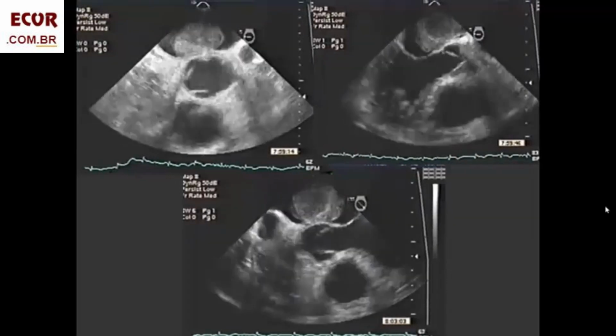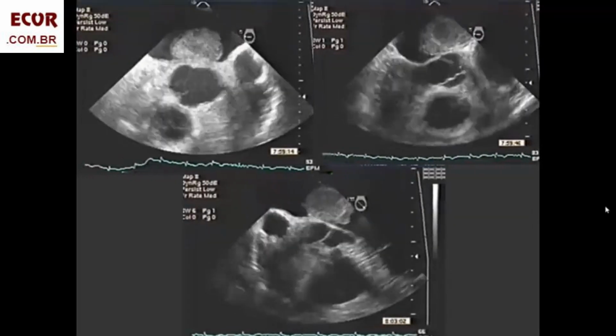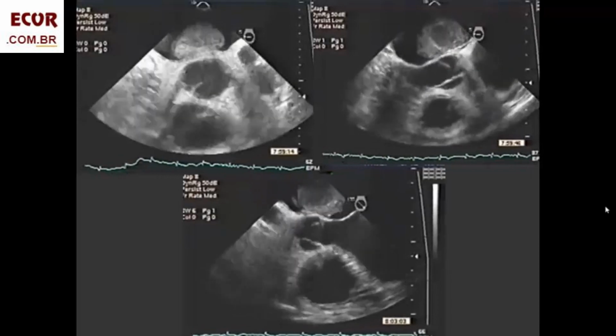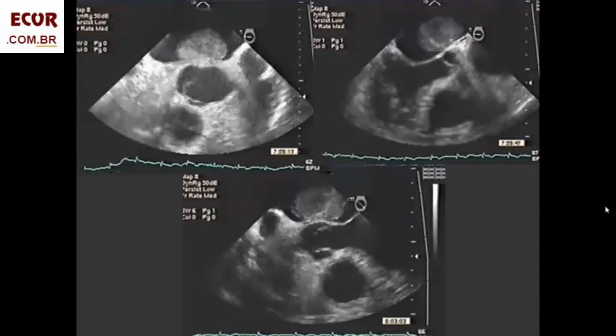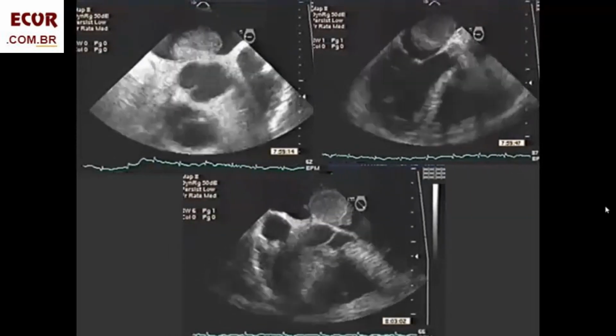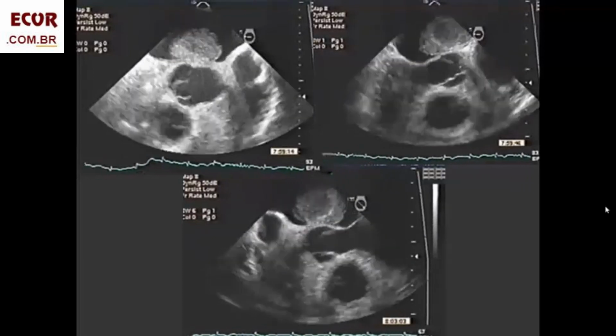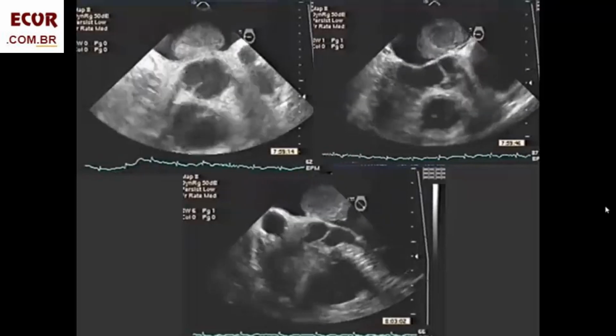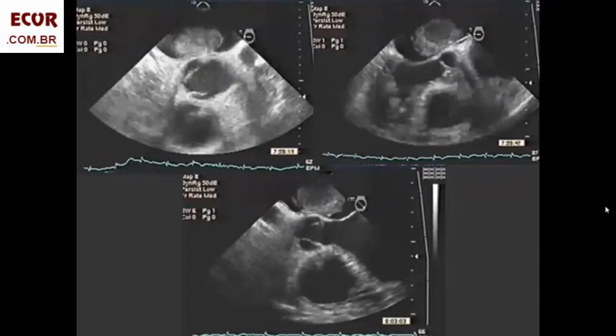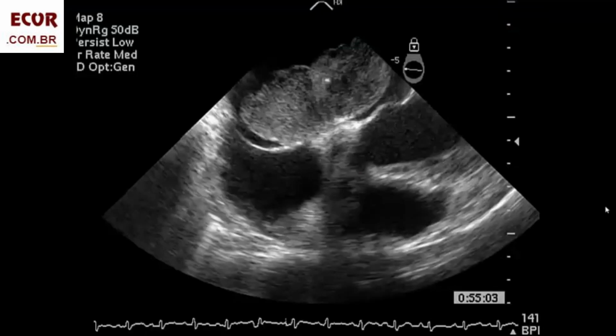Here, different transesophageal echo views of a LA myxoma. Note the pedicle attached to the interatrial septum. Notice also that the echogenicity of the mass is not homogeneous. This is common with myxoma. Like this one, there are several small areas of much less echogenicity.